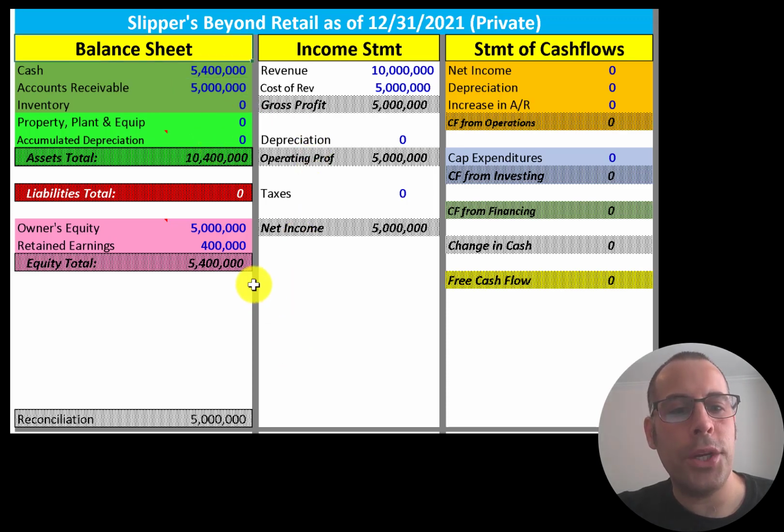So you can see our balance sheet is off $5 million. And you can see we have $5 million in net income. That's going to get transferred to retained earnings at the end of the year. So we do balance at this point.